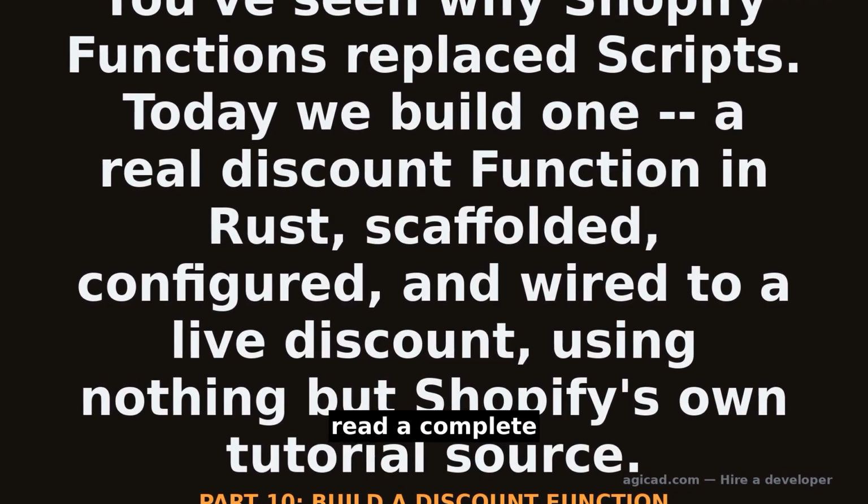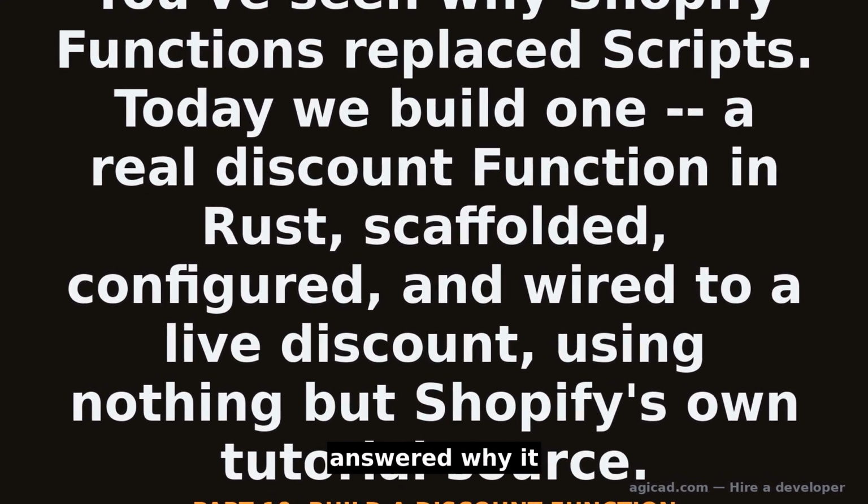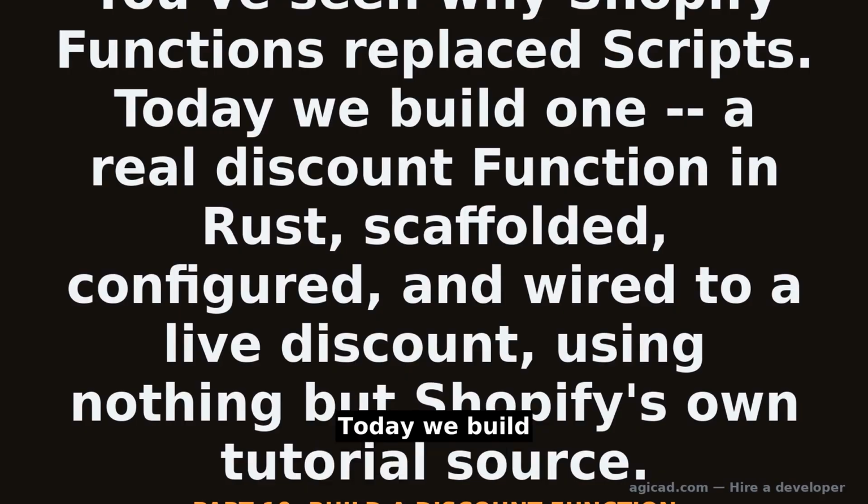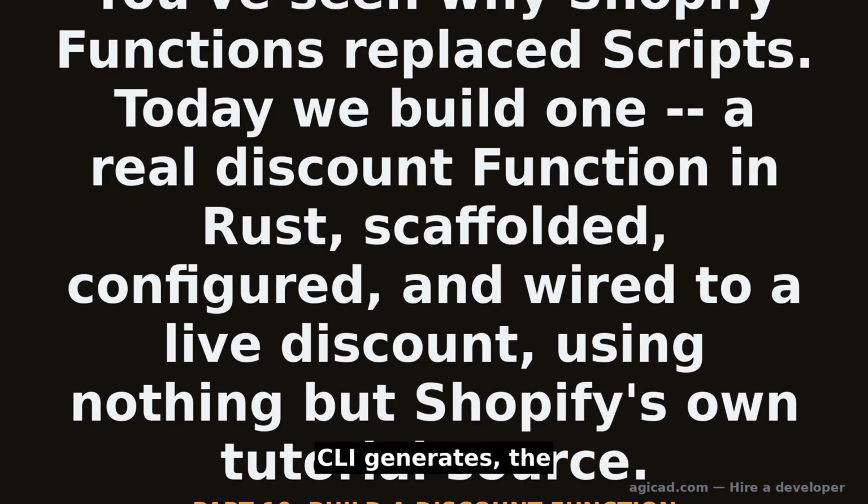Last time we read a complete discount function and answered why it compiles to WebAssembly instead of running as a script. Today we build one. Not a simplified toy version, the real scaffold Shopify's own CLI generates, the real configuration that wires it to checkout, and the real Rust logic that decides what discount a customer sees. By the end, you'll have watched every step of turning one CLI command into a live, working discount, using nothing but Shopify's own official tutorial source.